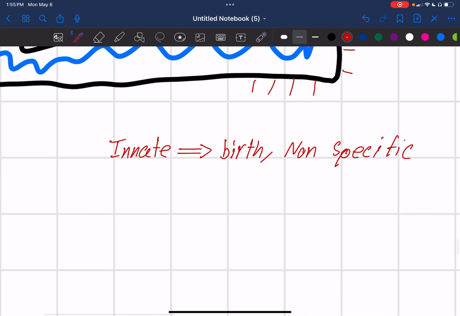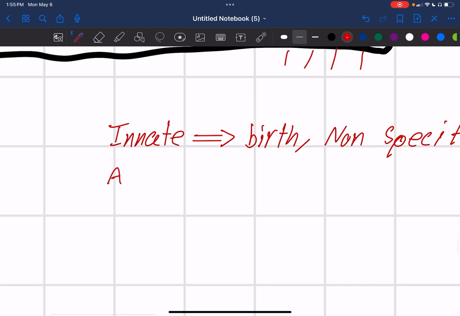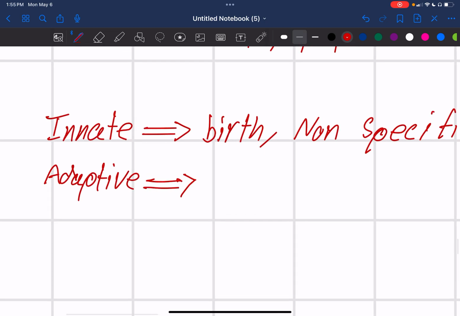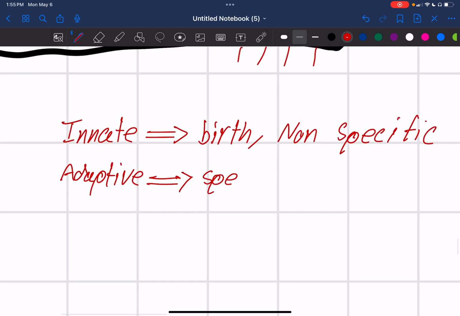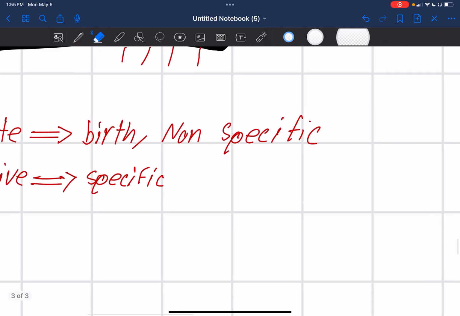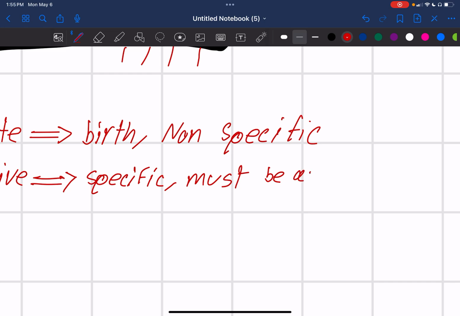So as opposed to the adaptive immune system, adaptive immunity, right? This one is specific, and it occurs after birth. It also must be acquired, which means that we need to encounter these different types of pathogens so that we can build something that is called immunologic memory.